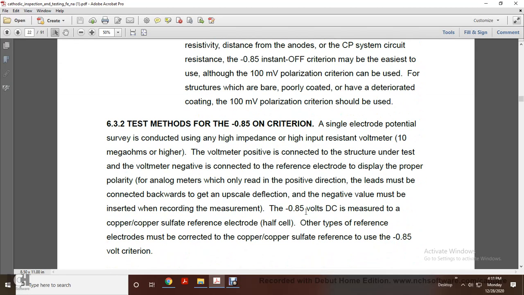Test method 632 is for the negative 0.85 criterion. Single electrode potential is conducted with a very high impedance, high input resistance voltmeter of 10 megaohms or higher. The voltmeter positive goes to the structure under test and the voltmeter negative to the reference electrode, displaying the proper polarity. An analog meter can only read in the positive direction, so the leads must be connected backwards to get an upscale deflection. A negative value must be inserted when recording the measurement.